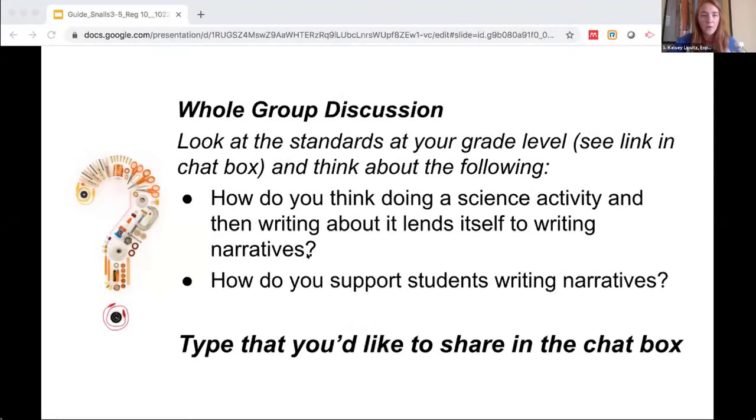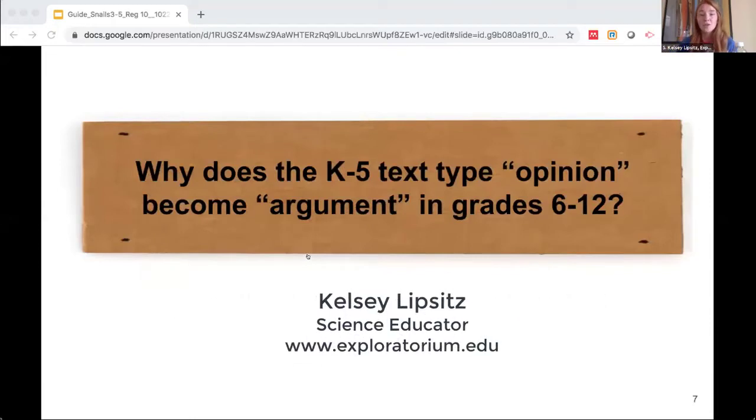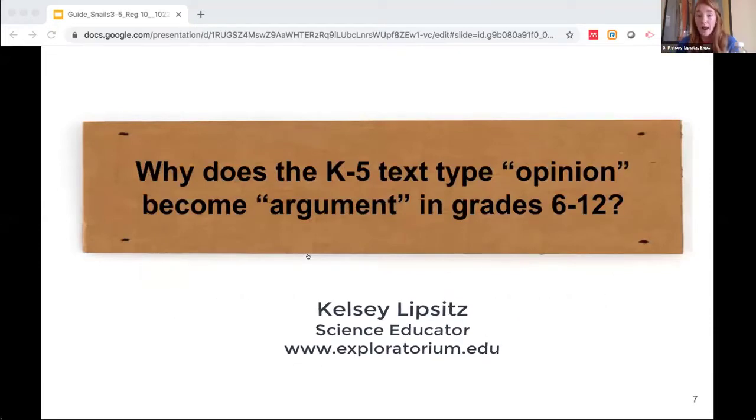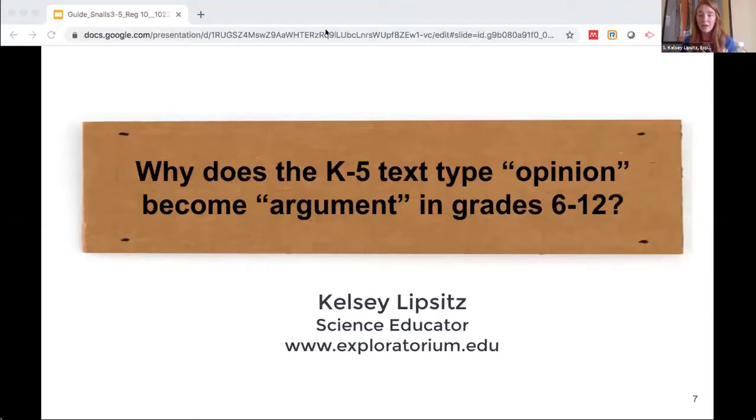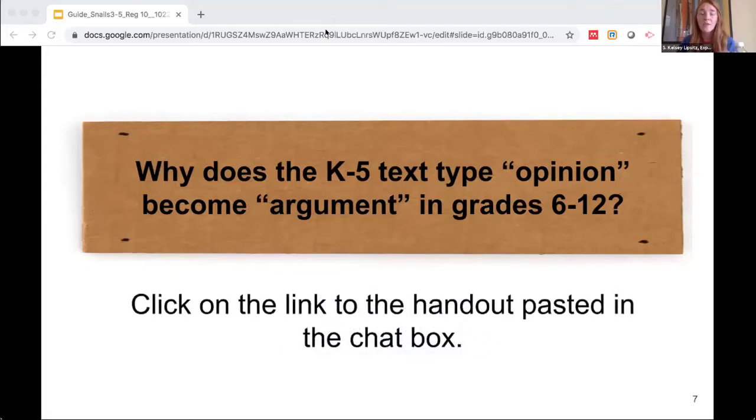We can go ahead and go into our next text type, which is argument. There are a variety of terms in the Common Core standards, persuasive writing, but it breaks down into some different terms, opinion and argument. We think argument makes the connection to science in a way that the terms persuasive and opinion don't as much.